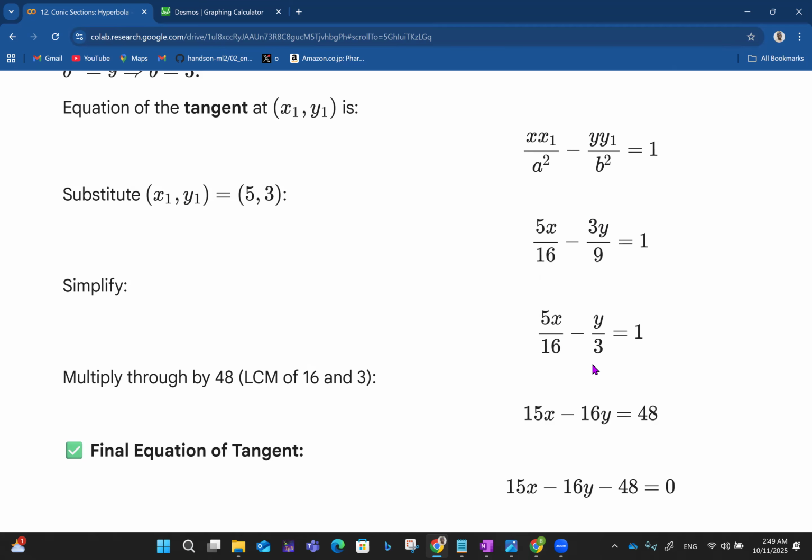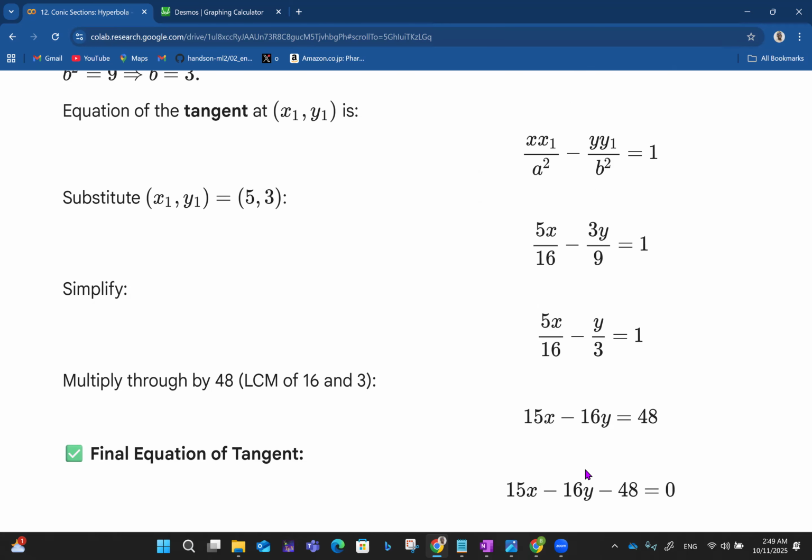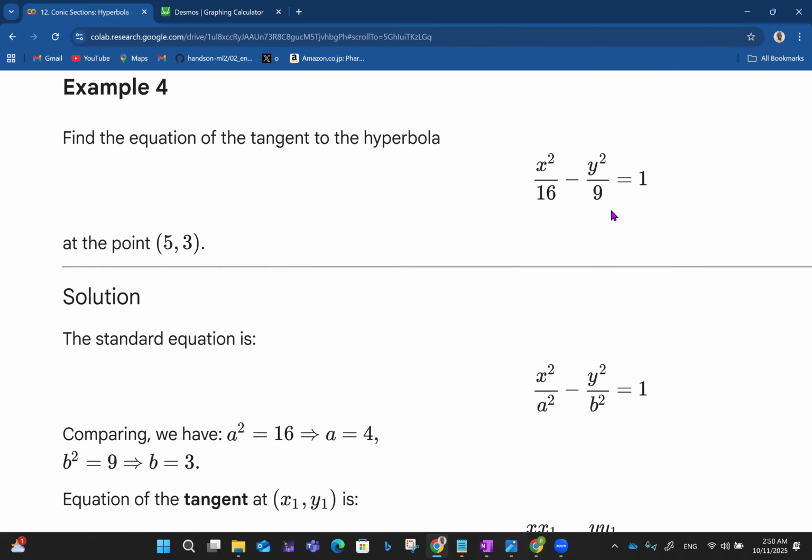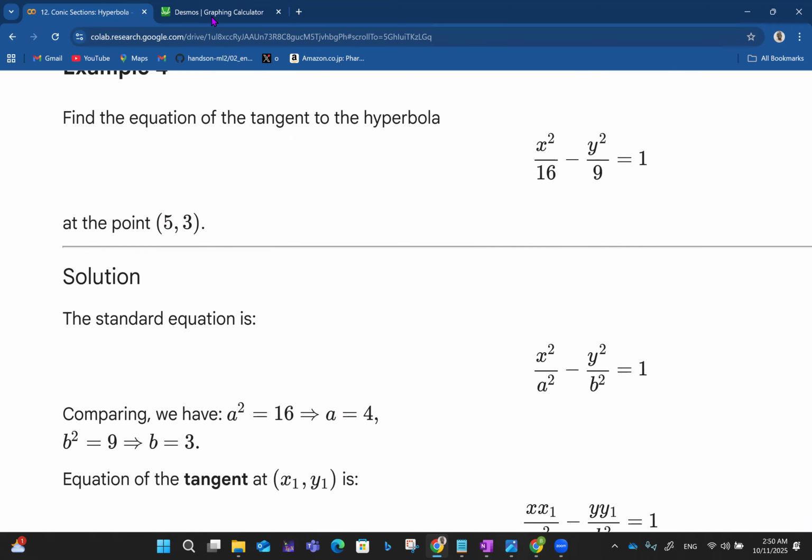If you multiply through by the LCM, which is 48, 16 in 48 is 3, and 3 times 5 is 15x. Then 3 in 48 is 16, and 16 times y is 16y. And that's 48. So at the end of the day, the final equation of the tangent is 15x minus 16y minus 48 equals 0. If you look at the original equation, that's 16, 9.